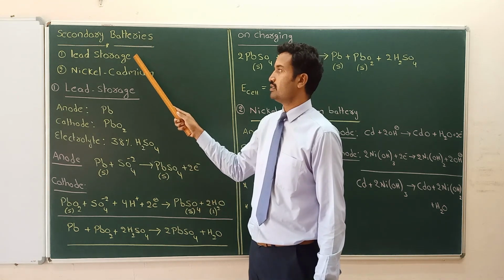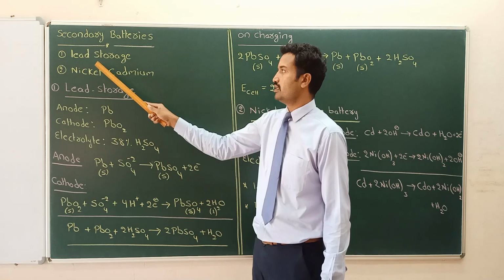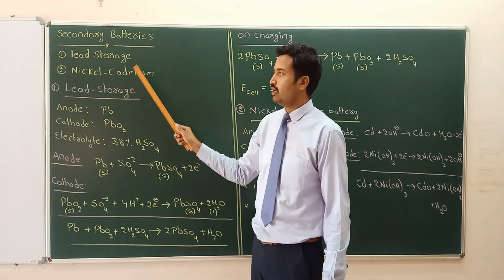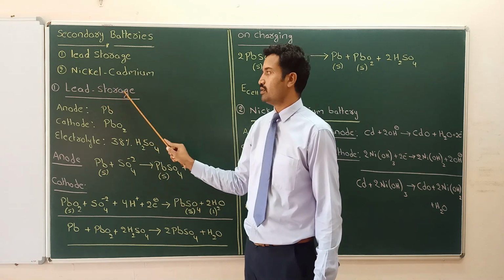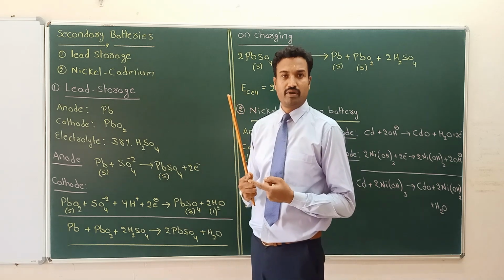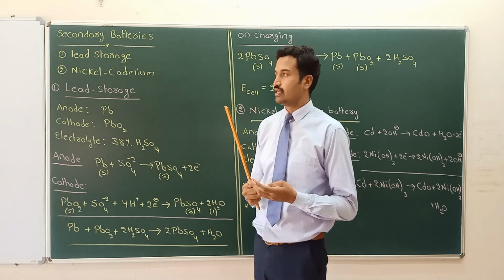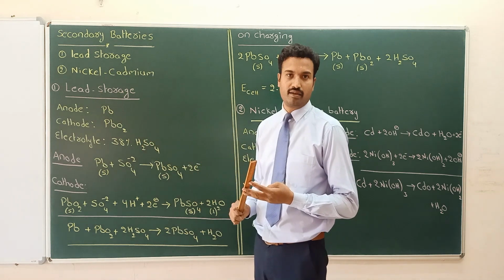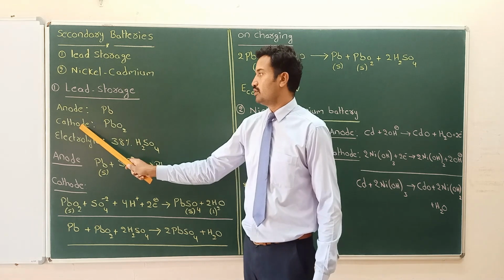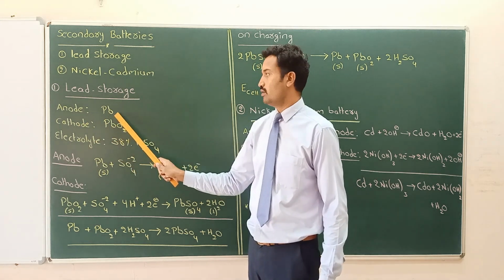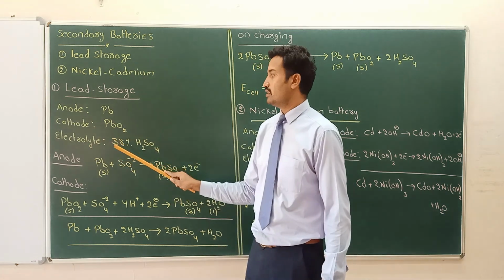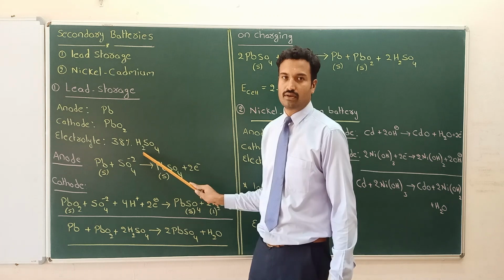Two examples of secondary batteries are there: the lead storage battery and the nickel cadmium battery. First we will see the lead storage battery, which we use in automobiles, car batteries, bike batteries, UPS and inverters. In the lead storage battery, the anode is lead, the cathode is lead oxide. The electrolyte solution is 38% sulfuric acid.